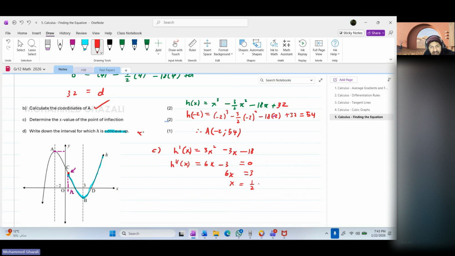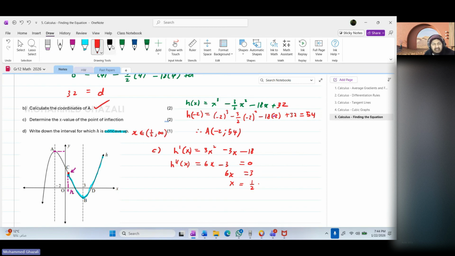So x is greater than half. That's where the graph is happy. Write down the interval. Okay, we want an interval. So x greater than half, write it in interval notation. X is an element from half to infinity.